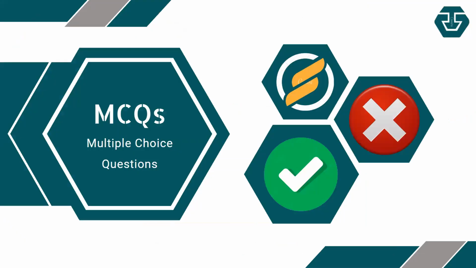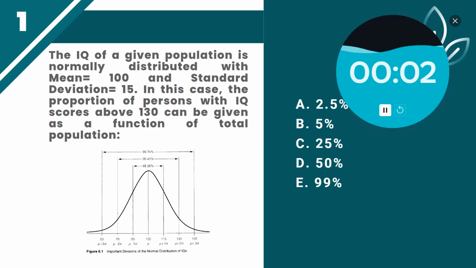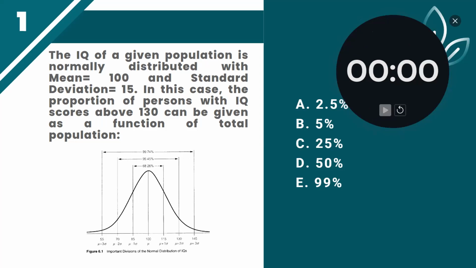Coming to the multiple choice questions. Number 1: the IQ of a given population is normally distributed with mean equal to 100 and standard deviation equal to 15. In this case, the proportion of persons with IQ scores above 130 can be given as a fraction of the total population. A, 2.5%; B, 5%; C, 25%; D, 50%; and E, 99%.